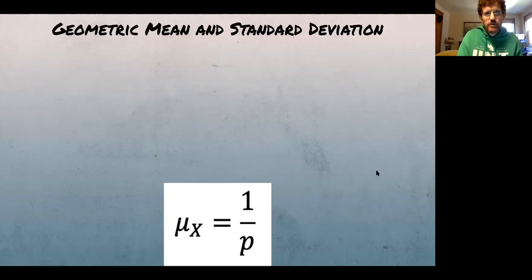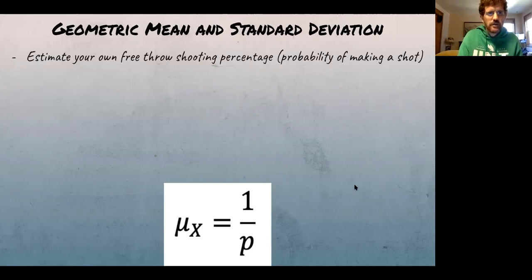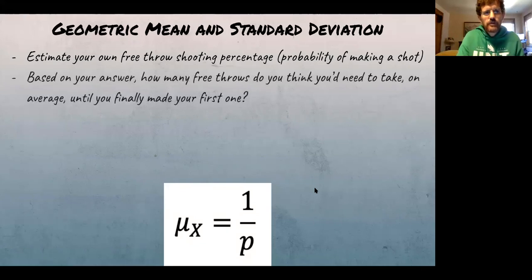So now we're going to look at geometric mean and standard deviation. All right, so we have enough time. I want you to calculate this on your own. I want you to estimate your own free throw shooting percentage. If you play basketball, you might have a pretty good idea of that. And then, based on that percent, estimate how many free throws you think you need to take on average until you finally made your first one. How'd you come up with your answer?